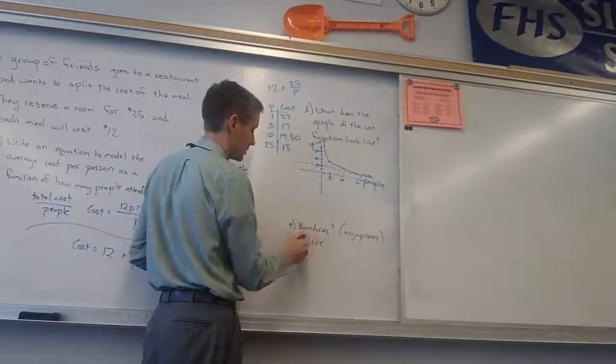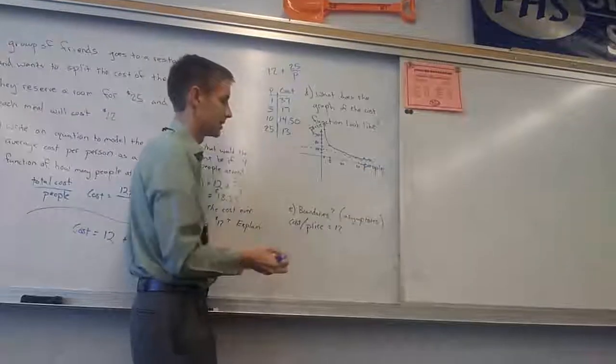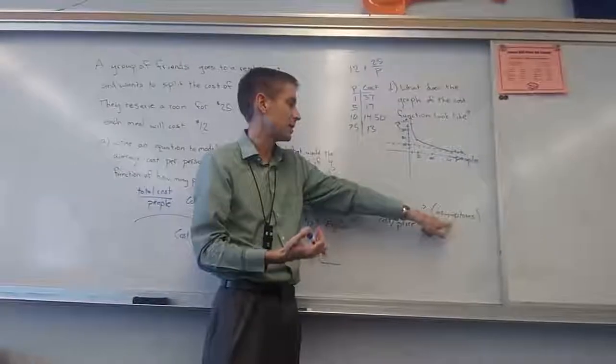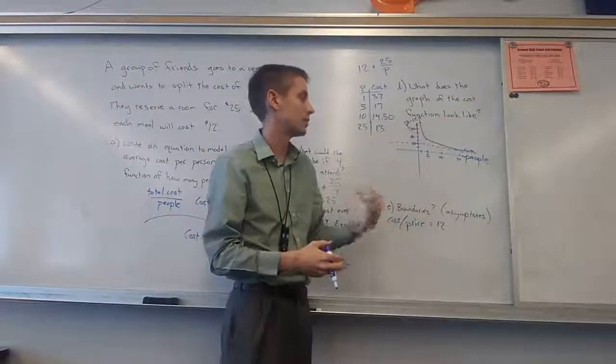And that becomes what we call an asymptote. An asymptote is a boundary line that we're going to approach as we get further and further out on our x-axis, or our people axis in this case.